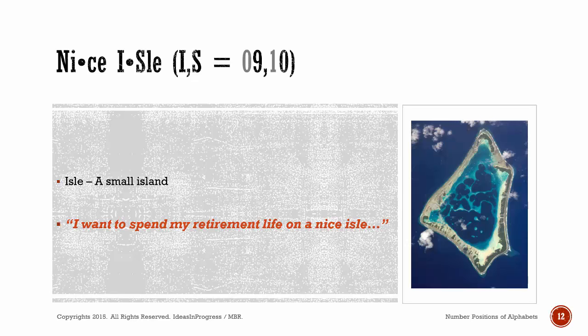The ninth combination was IS, and the mnemonic for it was nice isle. You can remember this mnemonic by keeping the image in your mind of this small beautiful island, and the sentence is, I want to spend my retirement life on a nice isle.